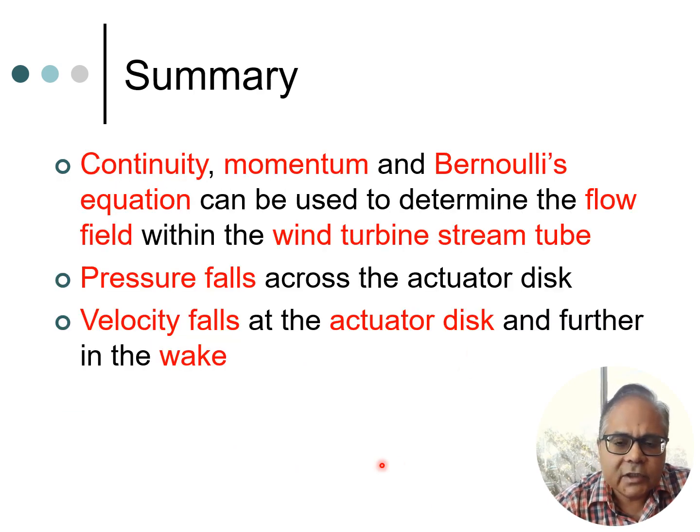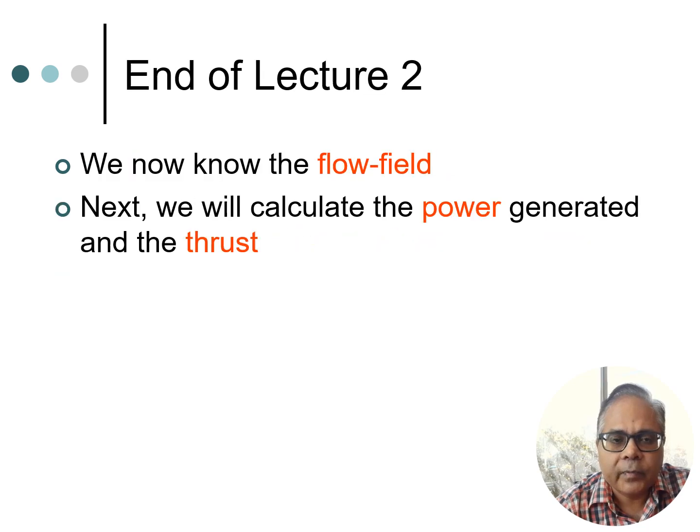So let's now summarize what we learned today. We saw that the continuity, momentum and Bernoulli's equation can together be used to determine the flow field within the wind turbine stream tube. So today we have figured out that pressure is going to fall across the actuator disc, and the pressure falls further at the actuator disc, and also that velocity falls at the actuator disc and further in the wake. So this is a very important development which we have seen, and this is now something which we know, which helps us figure out how the airflow takes place through the actuator disc and so on.